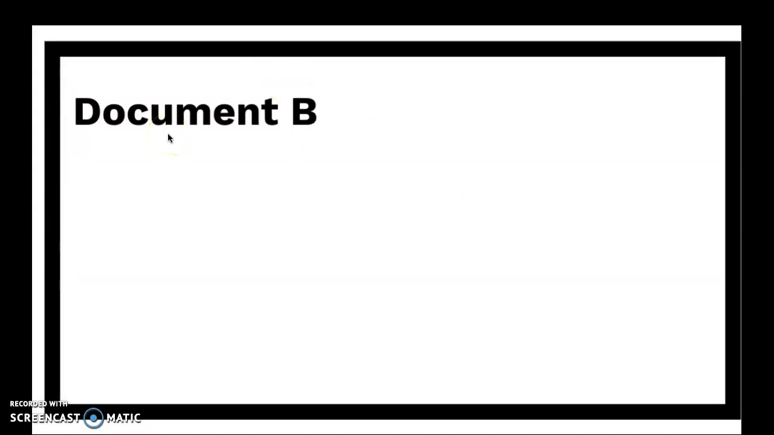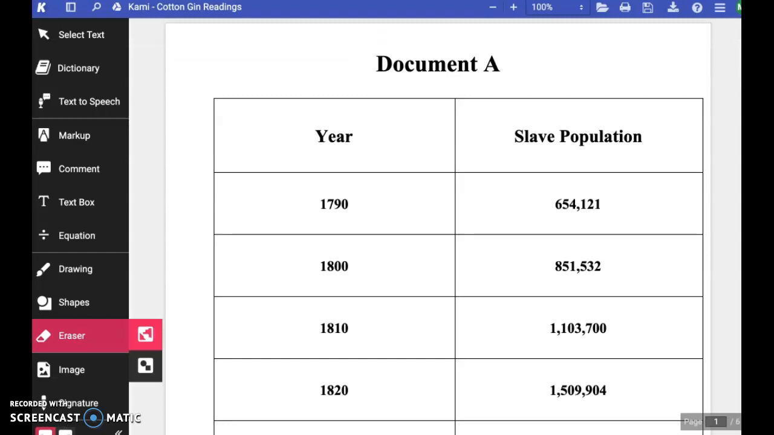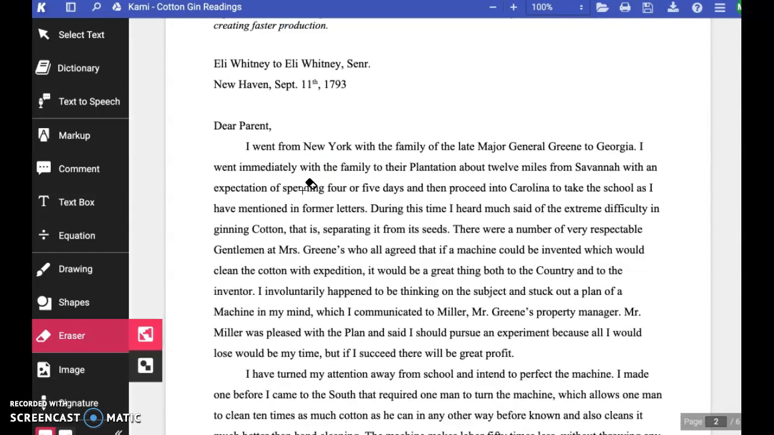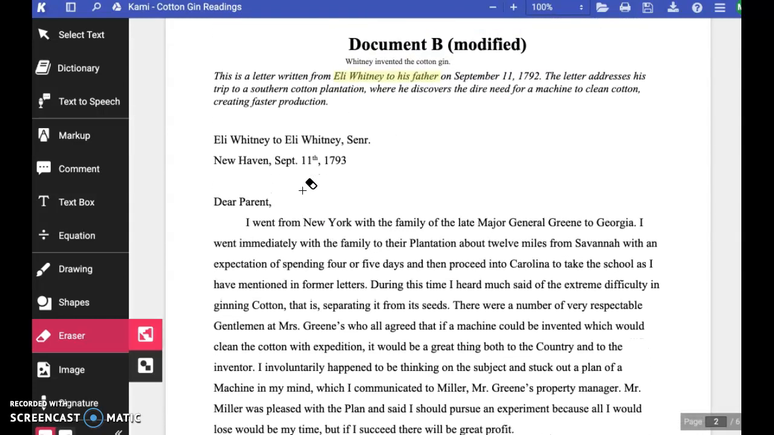So go ahead and flip your population chart to the opposite side, and we're going to look at document B. We're going to annotate that together so then you're ready to answer the questions. Okay, so find document B. We're going to mark this up, so have a highlighter ready, have your pencil ready as we start reading through the document.